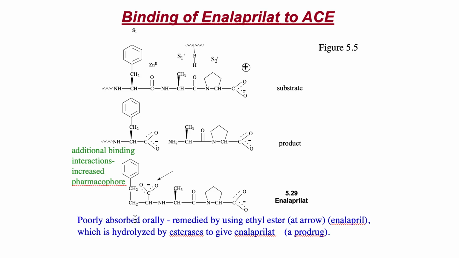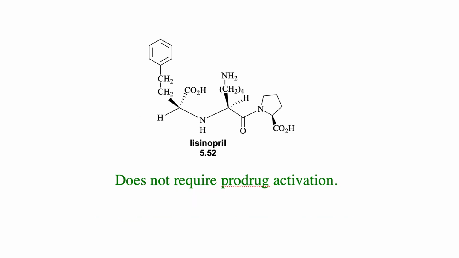But they found in this case that their original lead had poor oral absorption, and they fixed that by adding an ester. They ultimately came up with a group like this. This is lisinopril. So you can see how this is related to captopril, right? Now they have this other group here to more interact with the enzyme. They've got that carboxylic acid there to bind with the zinc.